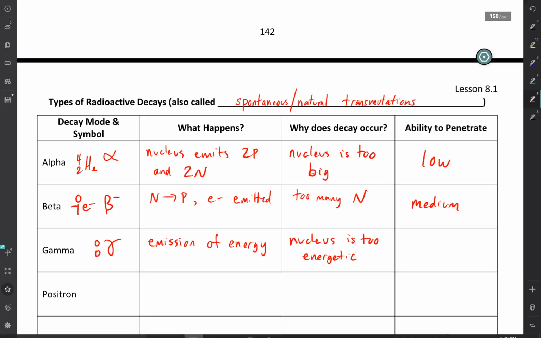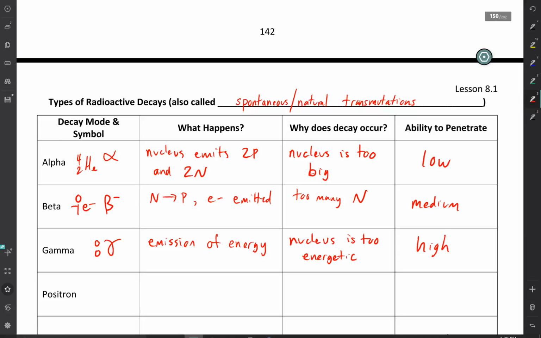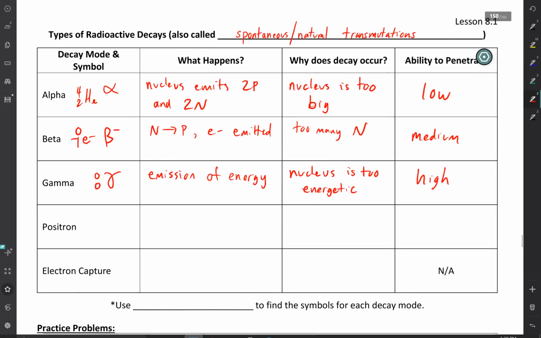But this high energy, it's not even really a particle, it's just energy being emitted, has a very high ability to penetrate. You need something like lead or probably thick concrete will do the job at stopping gamma rays. They're even more dangerous than X-rays. They're extremely high energy radiation.